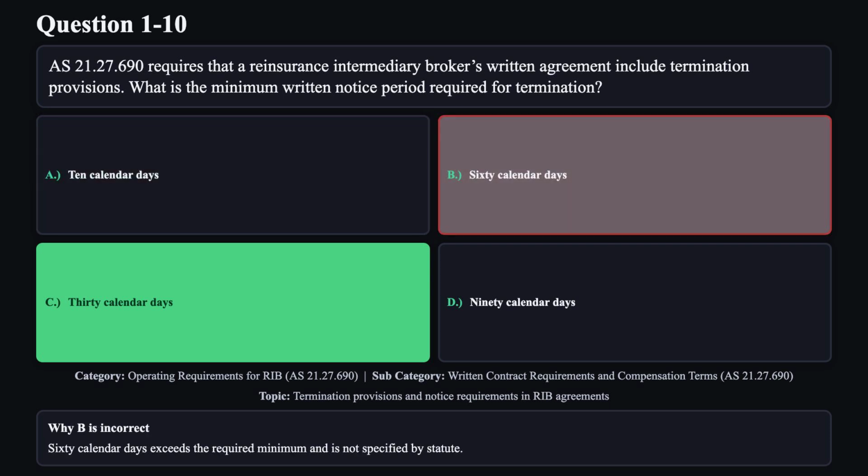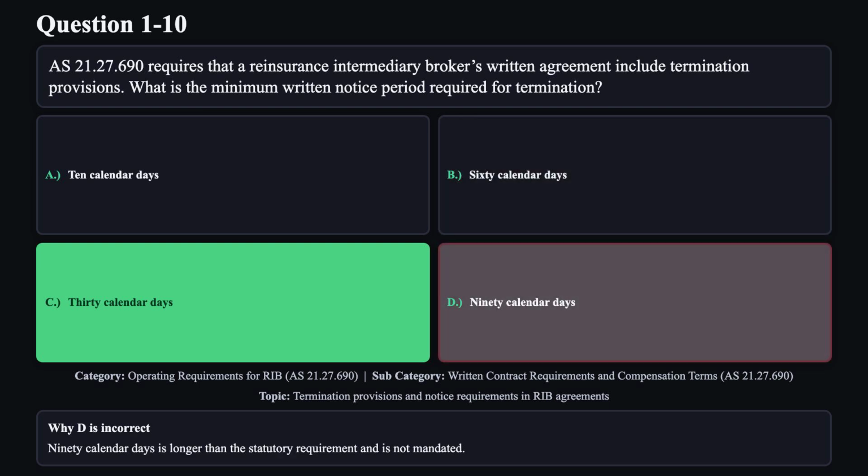Reason B is not correct. 60 calendar days exceeds the required minimum and is not specified by statute. Reason D is not correct. 90 calendar days is longer than the statutory requirement and is not mandated.